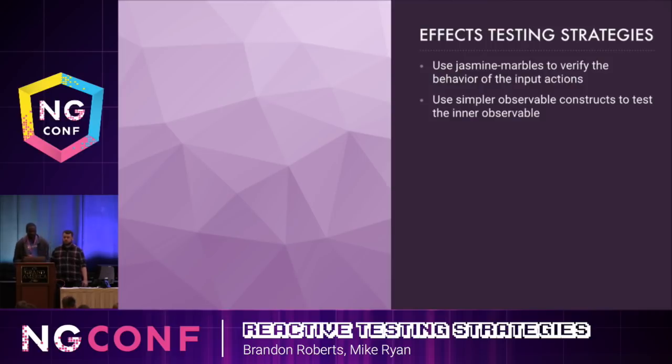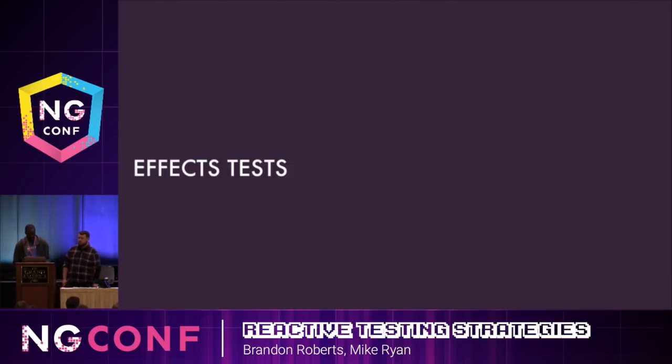So let's look at the strategies when we're writing tests for effects. We want to use Jasmine marbles to verify the behavior of the inputs, and like you said, use a smaller or simpler observable to test the inner observable. So let's jump into writing some small effects tests.